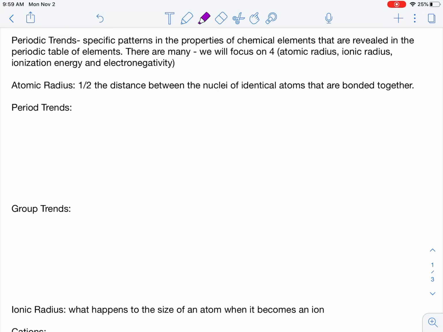All right, you crazy kids, here is your lecture on periodic trends. So, we're talking about specific patterns in the properties of chemicals that are revealed in the periodic table of elements. Neat. What does that really mean? There are 4 things we're going to be talking about.